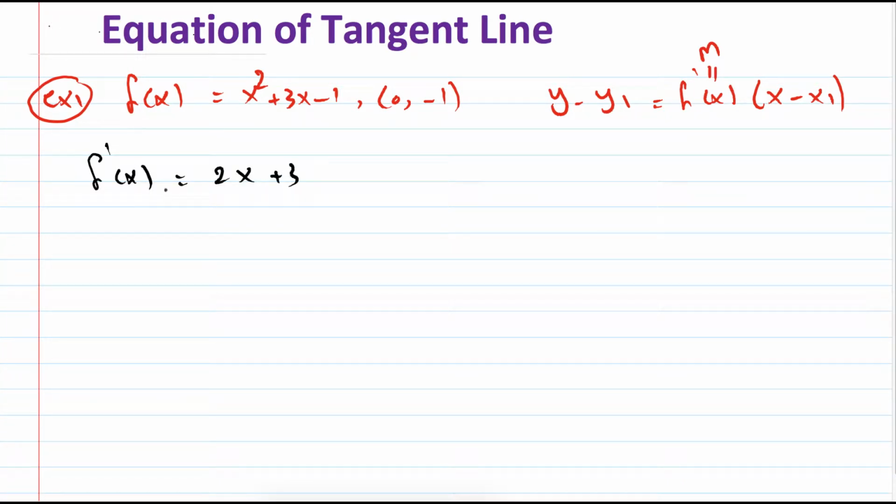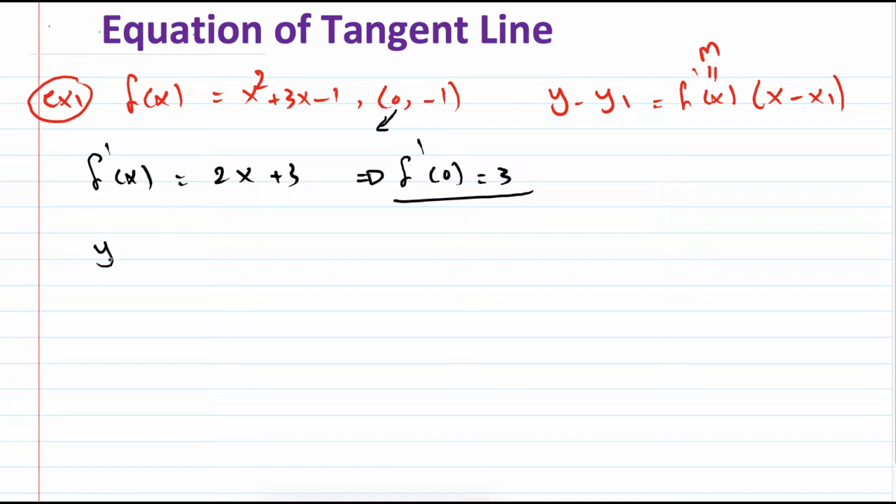So I want to find it at this point. If I plug in this x, I can get the slope at that particular point. So f prime of 0 actually equals 3. That is my slope at that particular point for this particular function. So I have the slope, I have f prime of x, I have y1, I have x1. I can find the equation of the tangent line.